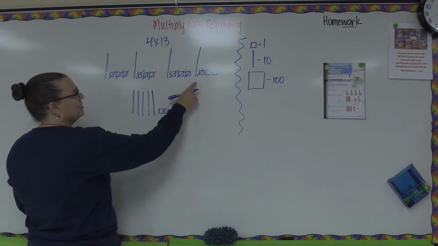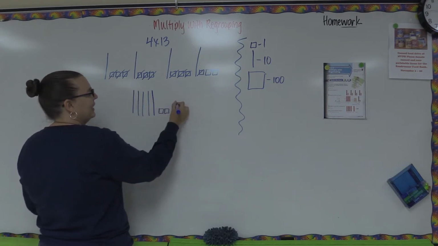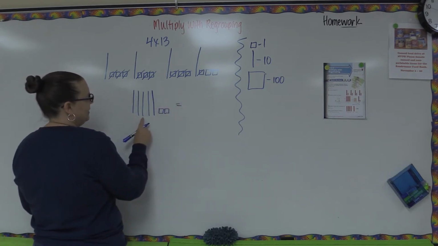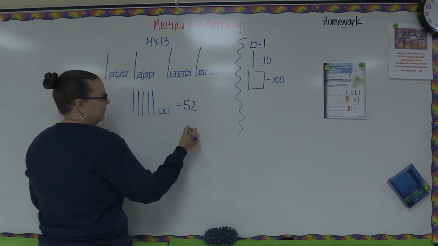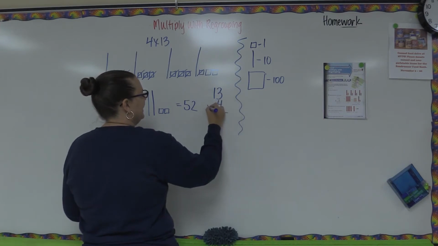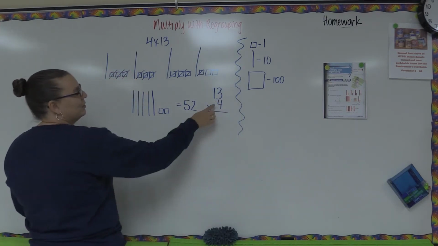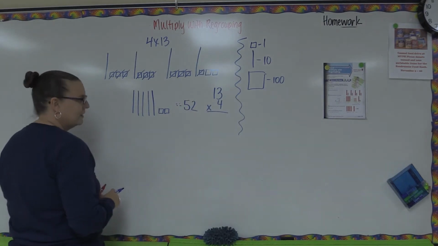So we regrouped 10 of these ones to make a 10. Okay? Now what do we have left? 10, 20, 30, 40, 50, 51, 52. It also has the math problem written like this. Okay, this is exactly what we just did. We did 4 groups of 13, and we should come up with an answer of 52.